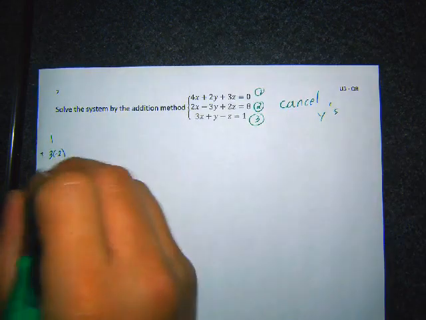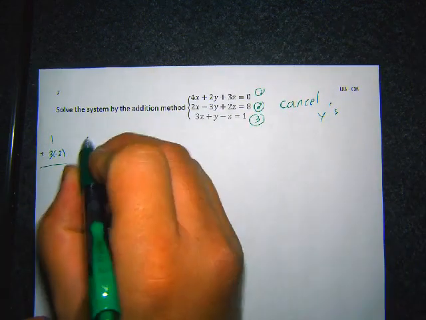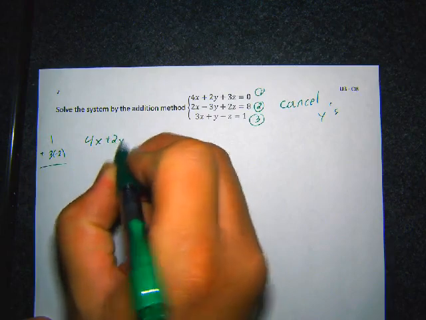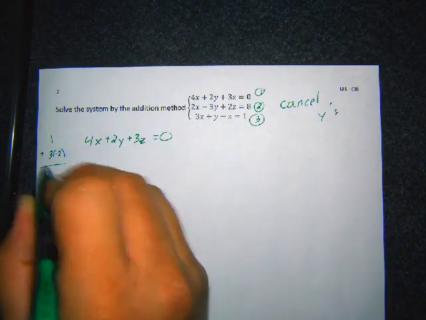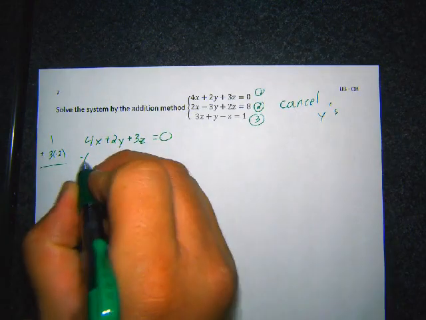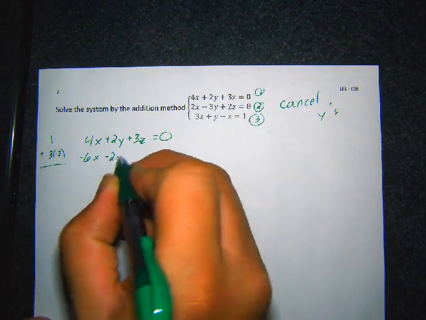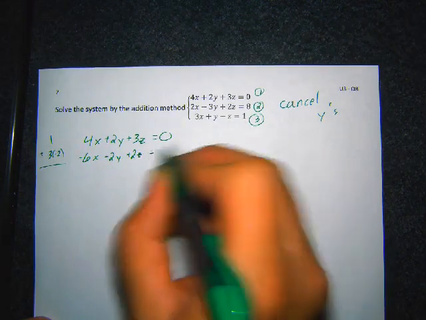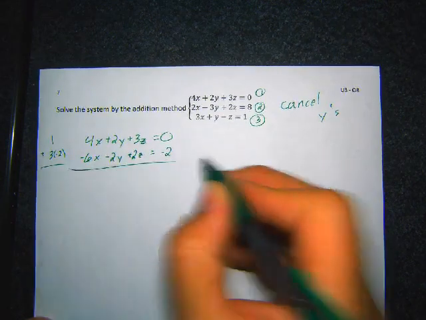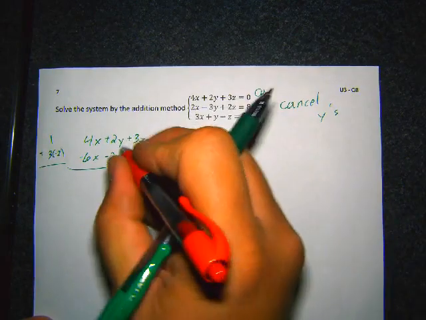So that's what I'm going to do for the first one. The first one, I'll just leave it alone. 4x plus 2y plus 3z equals 0. The bottom, I'm going to multiply by -2. So we get 6x minus 2y plus 2z equals -2.